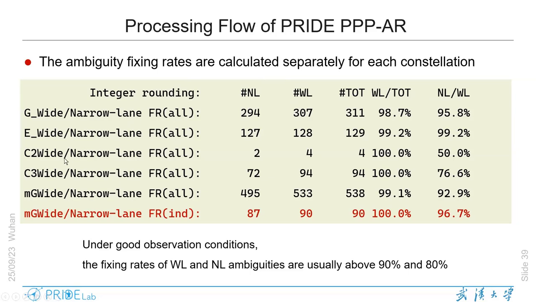As we introduced before, you don't need to worry very much about how to evaluate the quality of ambiguity resolution if you are not doing any specific research. I suggest you just look at the independent ambiguity fixing rate, which is the subset of all ambiguities that are independent from each other. It is quite simple to look at. Usually we can have a percentage higher than 90% for wide lane ambiguity fixing rates and 80% for narrow lane ambiguity fixing rates. The result we show here can be called very good, despite the ambiguity fixing rates for BDS3.